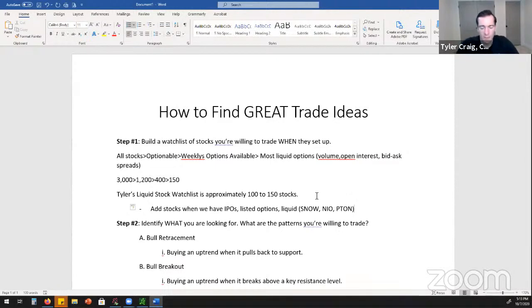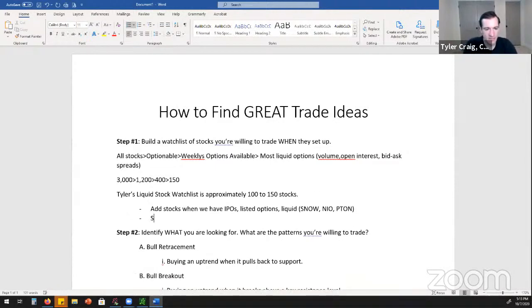When do I subtract stocks? Well, probably when they fall below a certain price level, maybe $5 or $10, or they get bought out or acquired by another company. That's when I take it off my list.